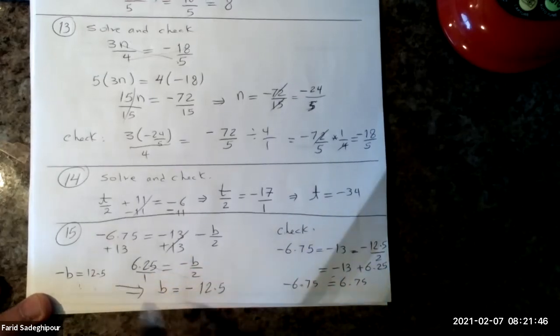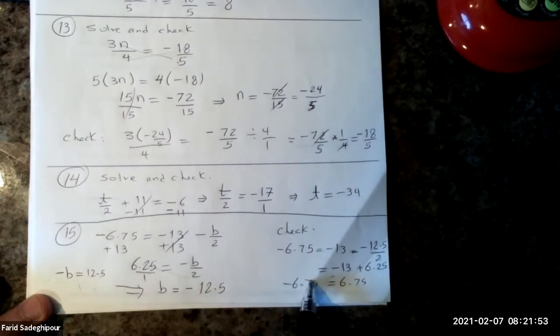Okay, the answer has to be positive here. You cannot write minus b. You shouldn't have minus here. That's why b is minus 12.5. And this is how to check.